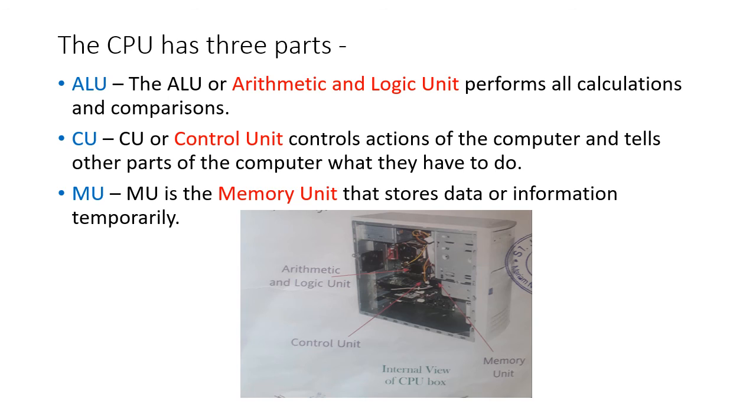You can see the picture also. First, it shows the arithmetic and logic unit. It is placed inside the CPU box. Then we have the control unit and the memory unit. This is the internal view of a CPU box.